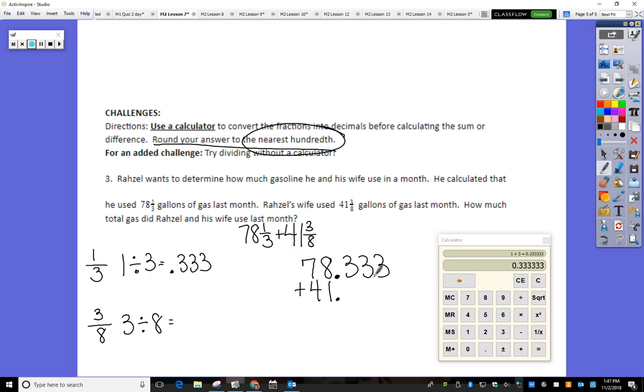So I'll do the same thing for the next one. 3 divided by 8. And this one works out nicely to 0.375. And I'll attach that here. Pull your decimal straight down and start adding.